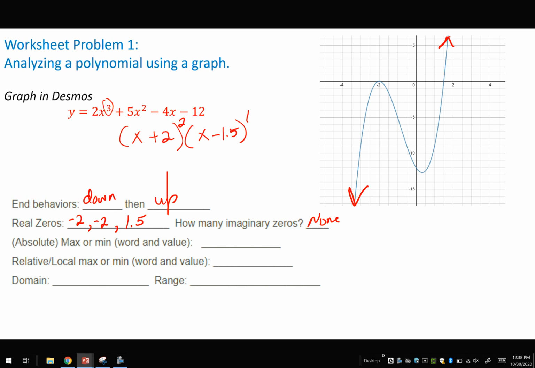So absolute is the absolutely highest value that we have or the absolutely lowest value that we have. This is going to positive infinity and negative infinity on my end behavior. Infinity is not an absolute. We don't even recognize that as an absolute value. I mean, it's going to infinity. It's never going to reach it. So this one has no absolute max or min. It's going to infinity and then it's going to negative infinity.